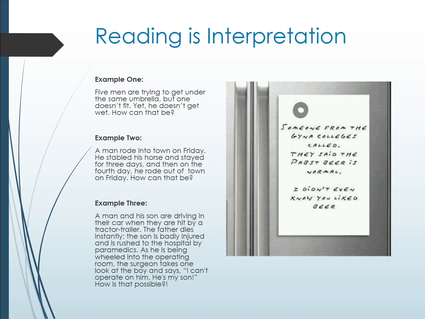We can see that his pattern of experience includes two gay men with a child as something normal enough that it occurs to him immediately. So your experiences dictate how you interpret and respond. We can see an even more humorous example of this in the note left on the fridge from a man to a woman. It says, "Someone from the colleges called. They said that the Pabst beer was normal. I didn't even know you liked beer."